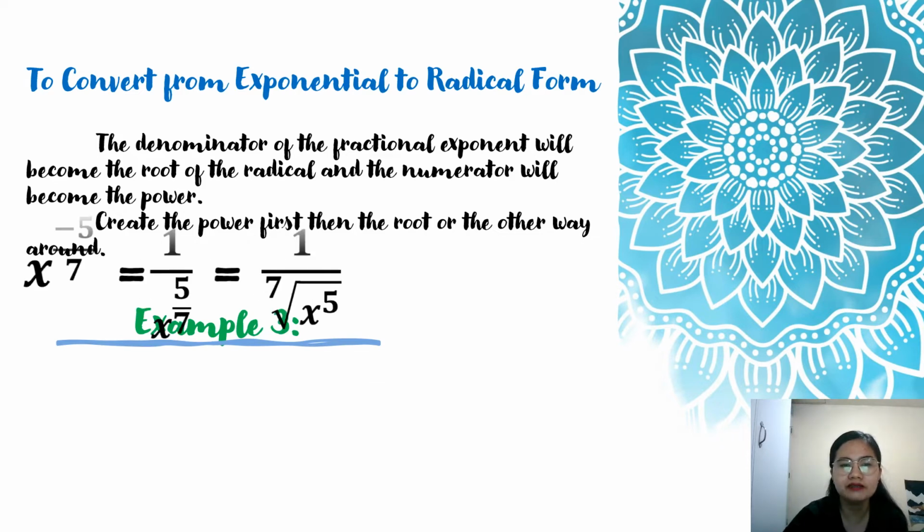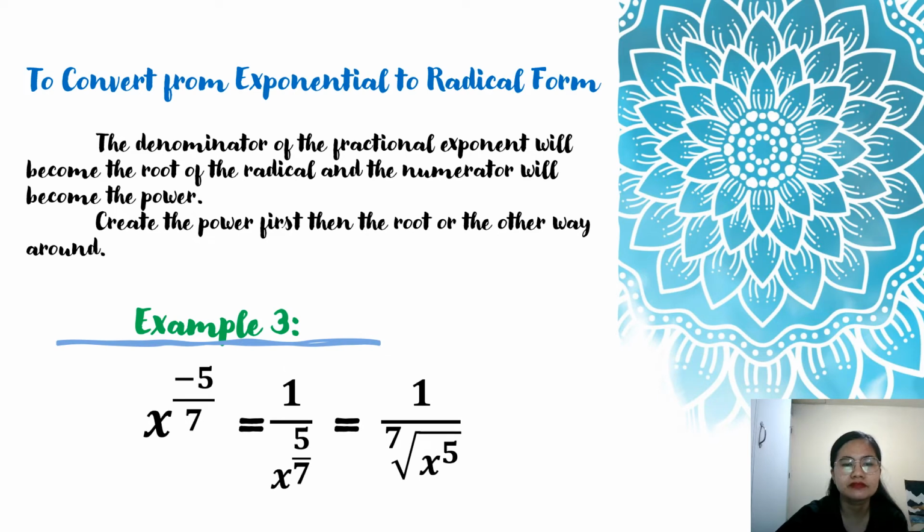For example 3, so we have x raised to negative 5 over 7. So again, since ito ay negative exponent, kailangan i-simplify muna natin siya na kung saan ang exponent niya ay maging positive. So applying the law of negative exponent, wherein a raised to negative 1 is equal to 1 over a raised to 1. So dito, ang nangyari, naglagay tayo ng 1 dyan, and then ito, binabaliktad natin. So, equal siya sa 1 over x raised to 5 over 7.